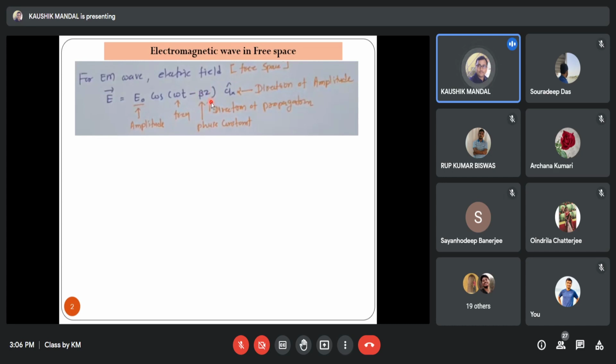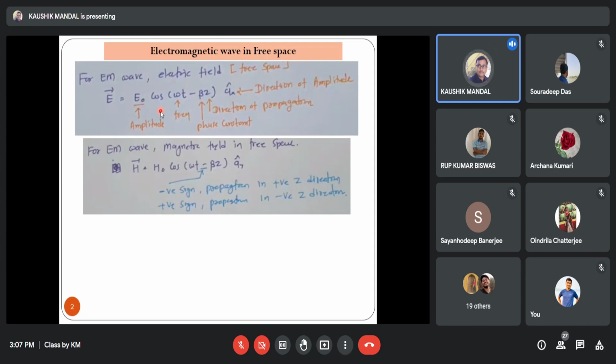So simply from this equation, if I ask what is the direction of propagation of the electromagnetic wave, from this particular term, beta z, there is a z, so you will say that the electromagnetic wave will propagate in the positive z direction. And ax represents the x component of the electric field.